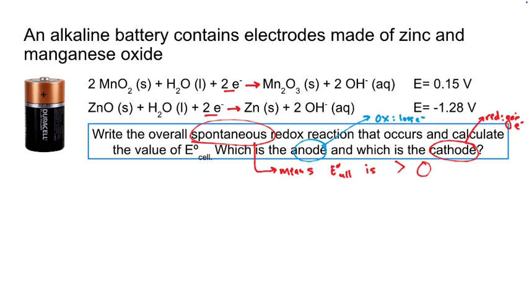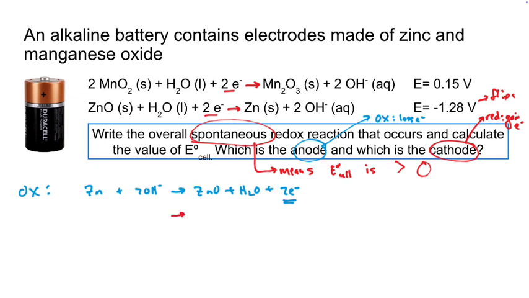So once I've established that I need to flip this equation, I now am going to go into writing this out. So if I flip that equation, I've got my zinc plus my 2 hydroxide is now going to go to zinc oxide plus 2 H2O plus my 2 electrons. Okay, the electrons are on the product side of the equation, which means that was my loss of electrons. This was my oxidation.